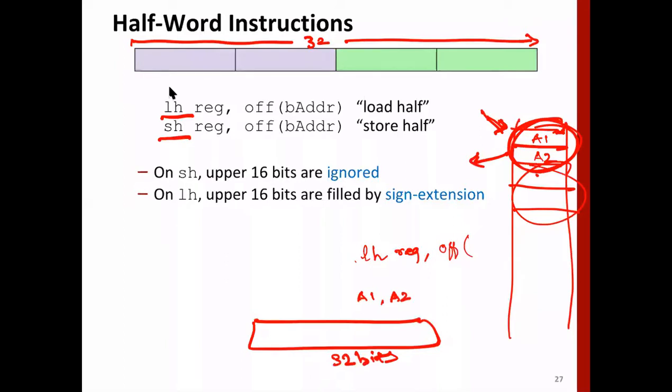So what we say is that load puts the data in the lower 16 bits, but the upper 16 bits are filled with sign extension. So whatever is the sign here, let's assume it is a 1, then fill all of this with 1s. Again, because of 2's complement.